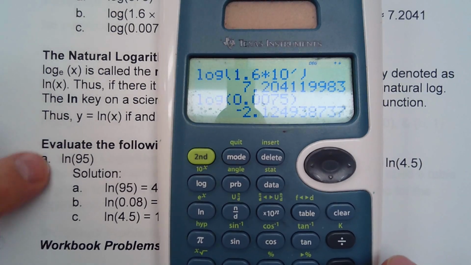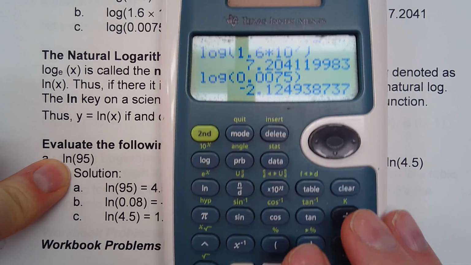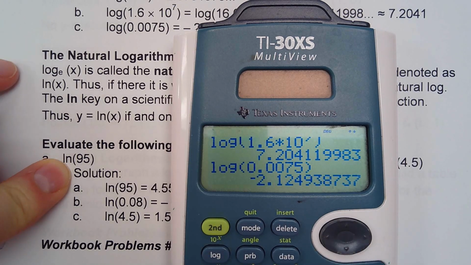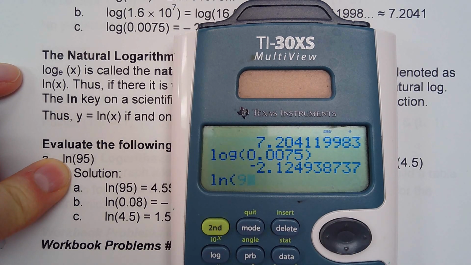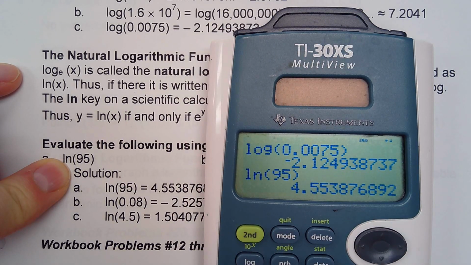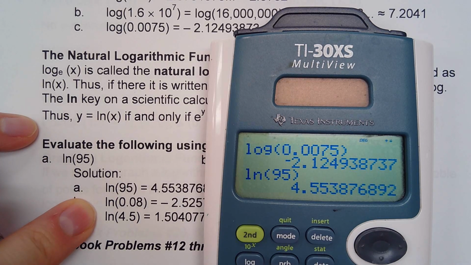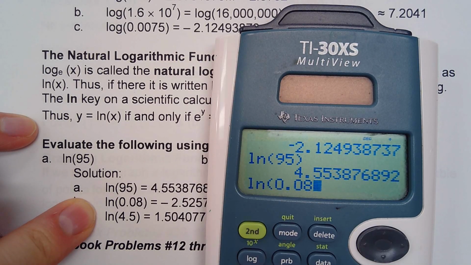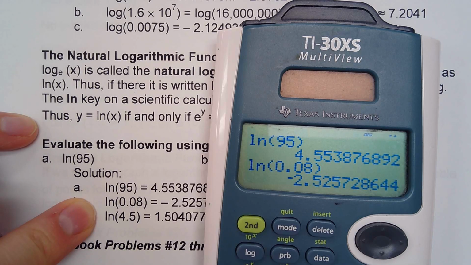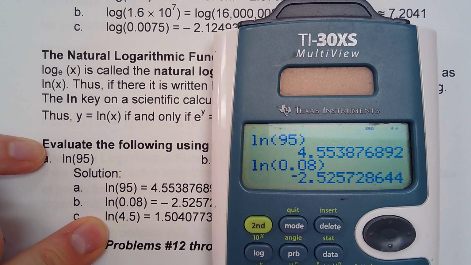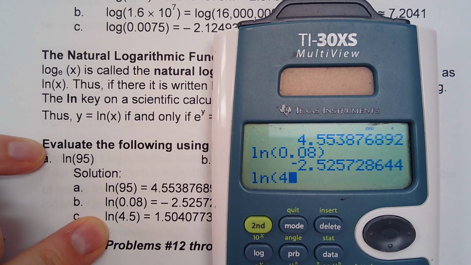So this would be ln of 95. So I would go ahead and type, see if I can get out of that glare. Here we go. ln 95. And then I'd round off to whatever place value I needed to. This would be ln 0.08. And then round off to whatever place value they asked us to. And then this is ln 4.5.